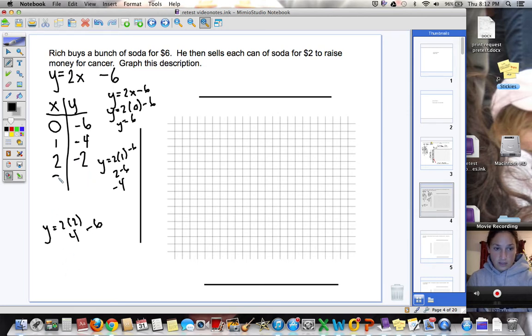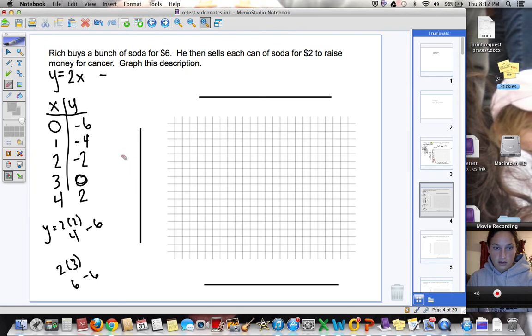If he sells 3 cans of soda, 2 times 3 is going to give me my 6, minus my 6. Now he breaks even. Not until he sells 4 cans will he actually gain $2. Now he starts making money. So now I need to plot these points.